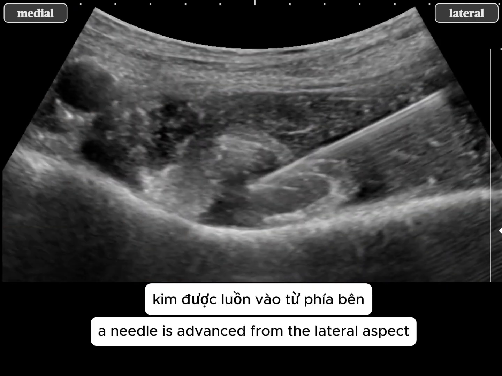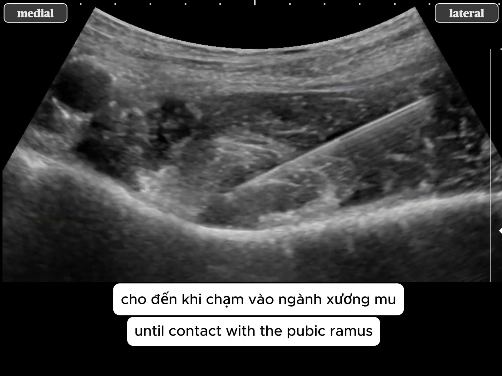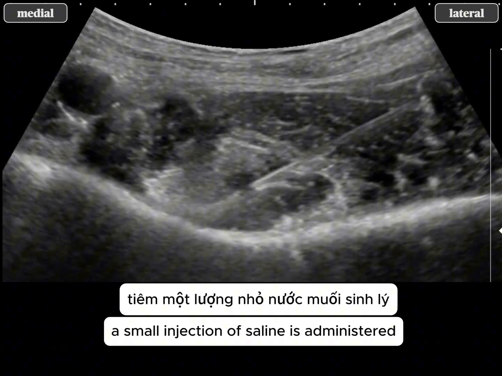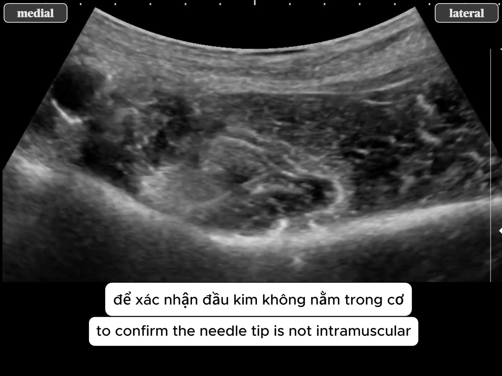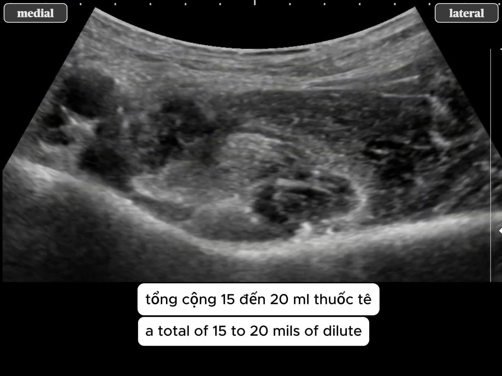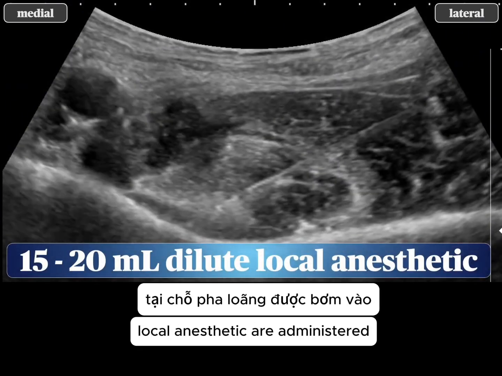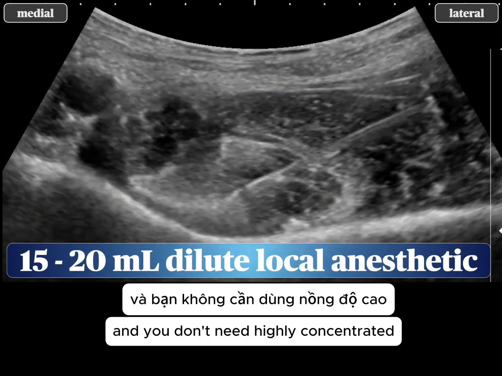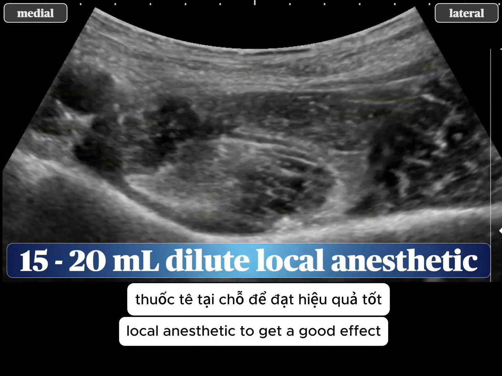A needle is advanced from the lateral aspect until contact with the pubic ramus is made just lateral to the psoas tendon. A small injection of saline is administered to confirm the needle tip is not intramuscular or in the tendon. Following this, a total of 15 to 20 mL of dilute local anesthetic are administered. These are small nerves, and you don't need highly concentrated local anesthetic to get a good effect.